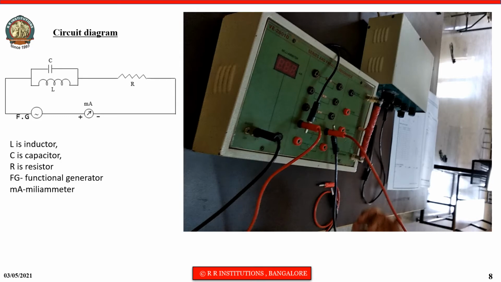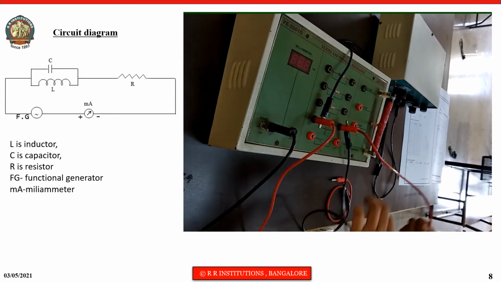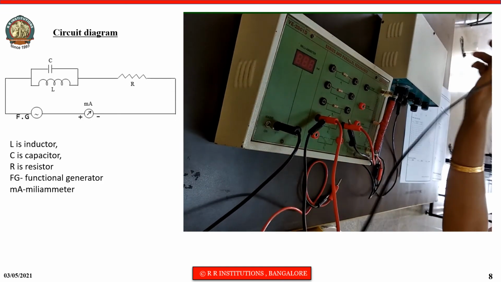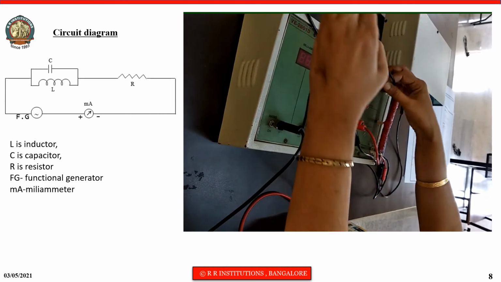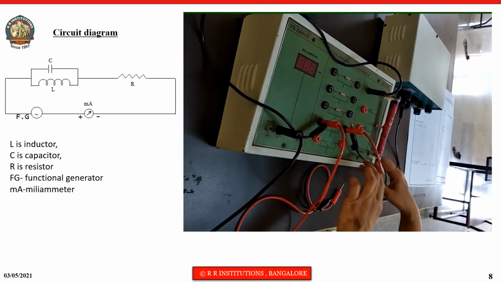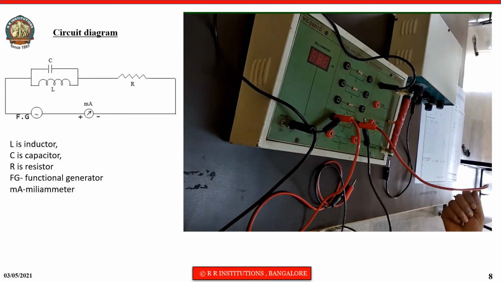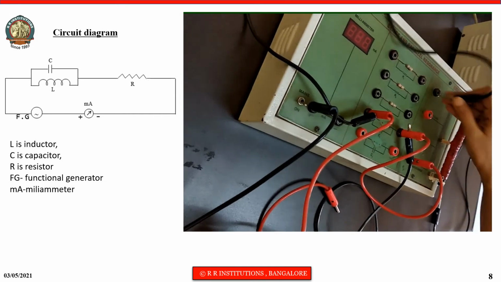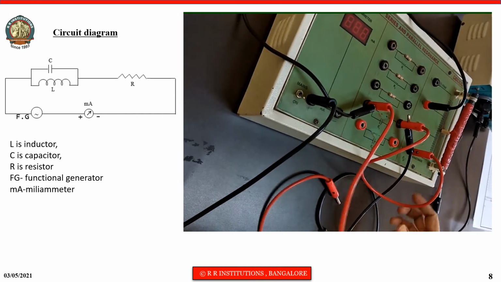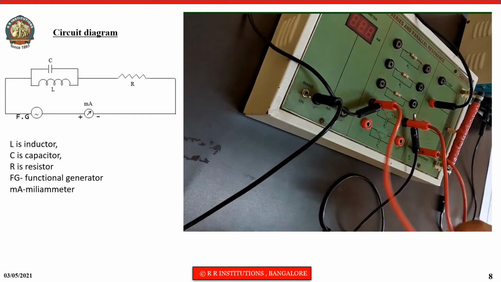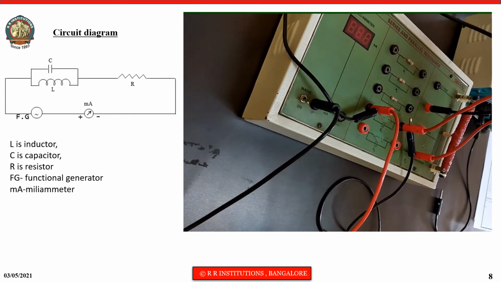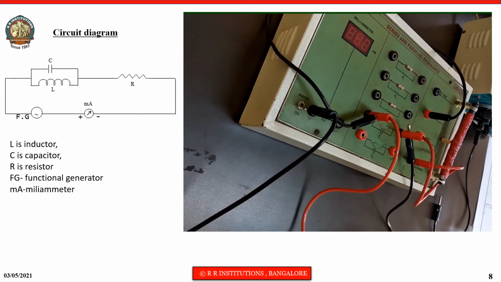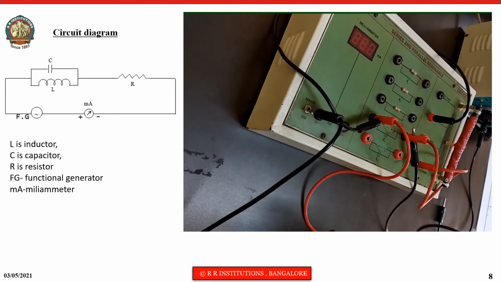LCR parallel circuit connections. One end of C and another end of the C also, I have taken 2 wires. So this C is connected in parallel with L. I am using L2 here, so let me connect here. So this C is connected in parallel with the capacitor.